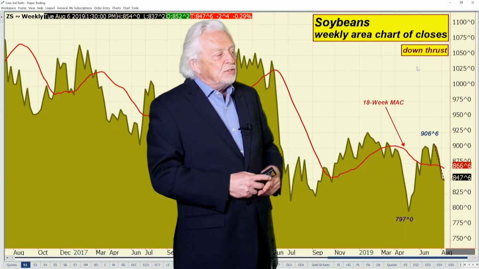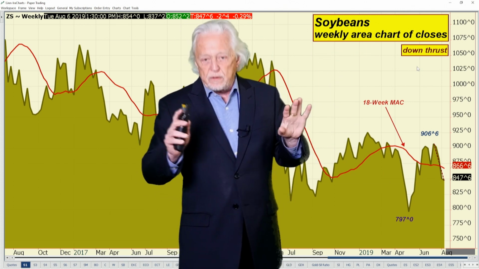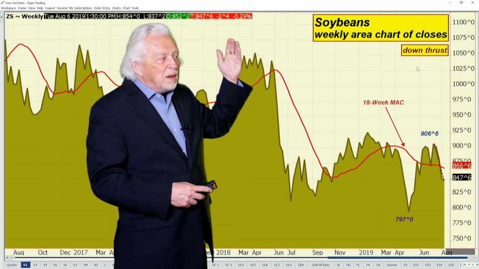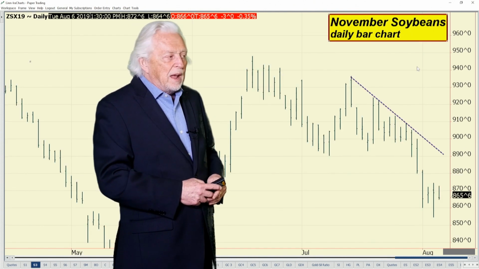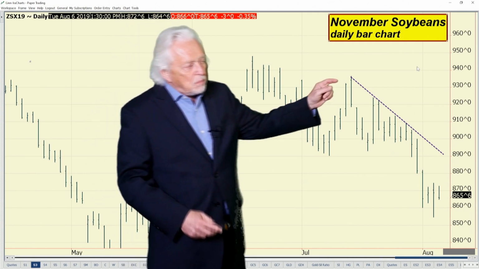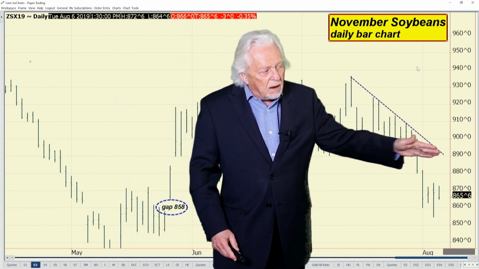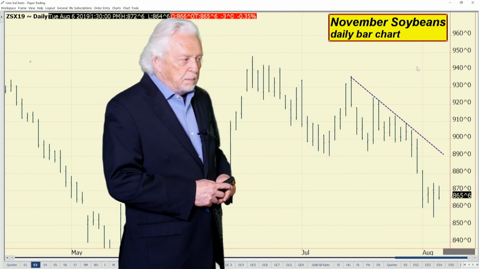Now, as you can see, we're still in this corrective mode on a weekly area chart of just closing prices in the November beans. For the week, though, we're pretty unchanged. You're down 2.5 cents, so the first 2 days of the week haven't produced much there. This downtrend line is still in existence, and it comes in around the 890 level, which is about 25 cents higher in the bean market.